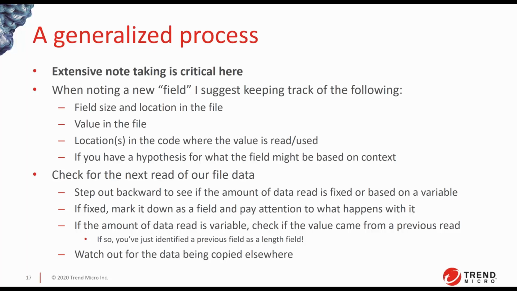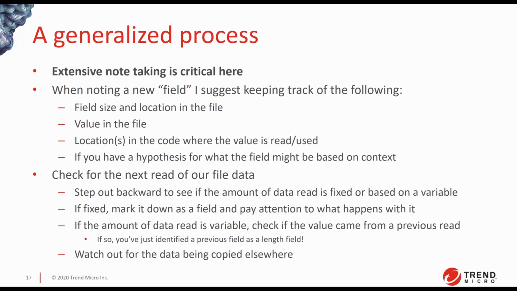So the next thing to do is check for the next read of the file data. You want to step out backwards of that read to see if the amount of data read is fixed or based on a variable. Files tend to be processed sequentially, so we do want to see what happens each time that file data is read. So if it turns out to be a fixed amount, mark it down as a field. Say, okay, 2 bytes field. Don't know what it is. Then pay attention to what happens with it.